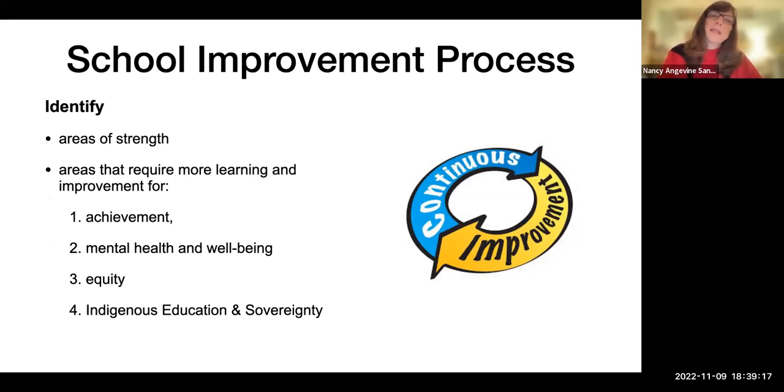The SIP is to identify areas of strength, as well as areas that require more learning and improvement. And the 4 areas that the SIP looks at are achievement, mental health and well-being, equity, and Indigenous education and sovereignty. The Indigenous education and sovereignty is a new stream in the last year, but a very important one, and one that each school has to consider when they're writing their SIP, along with the other 3 that have been there for a while.